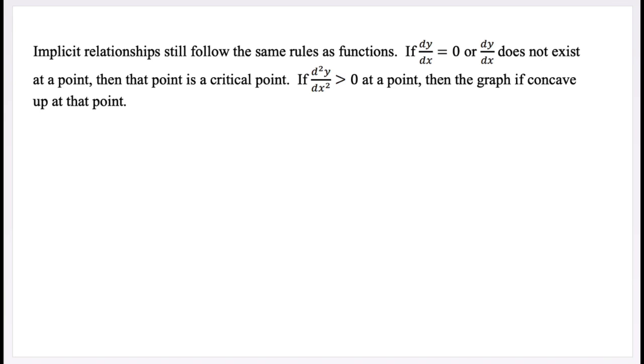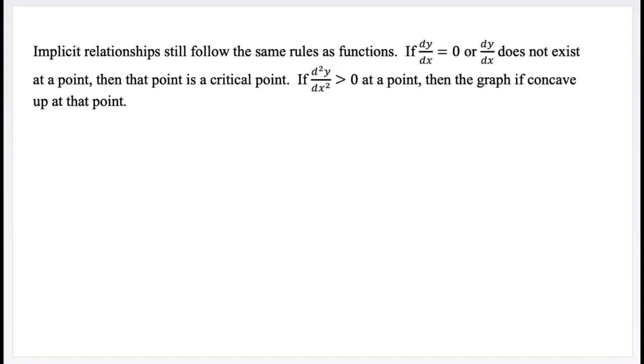So when you have implicit relationships, they're going to follow the same rules. So if dy dx is equal to 0 or dy dx does not exist at a point, then the point is a critical point. If the second derivative is greater than 0 at a point, then the graph is concave up at that point, and then vice versa. If the second derivative is less than 0, then the graph is going to be concave down at that point. So the same rules that apply to regular derivatives, where you just have one variable in them, also apply to implicitly defined derivatives, where you have x's and y's in them.